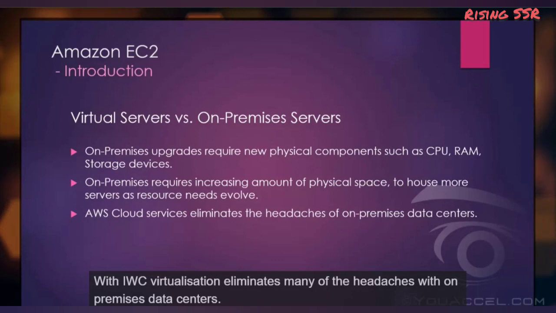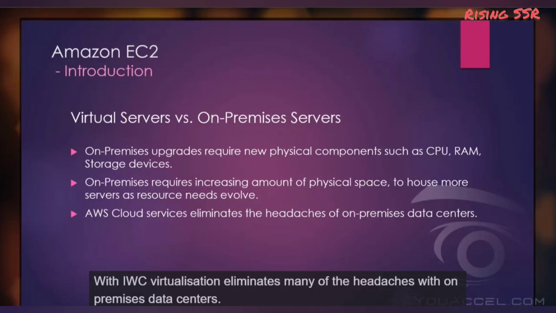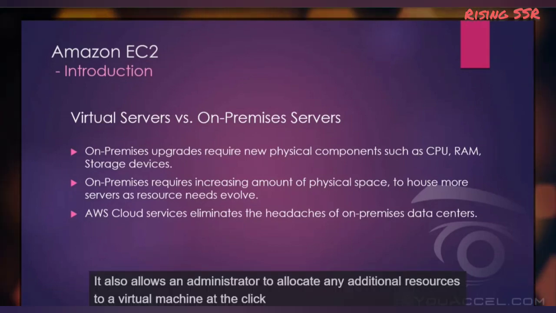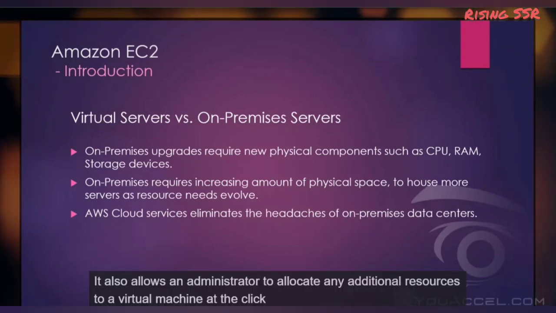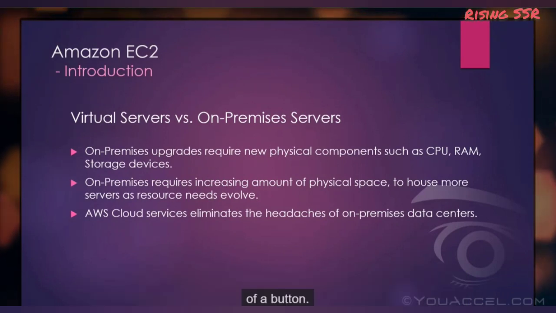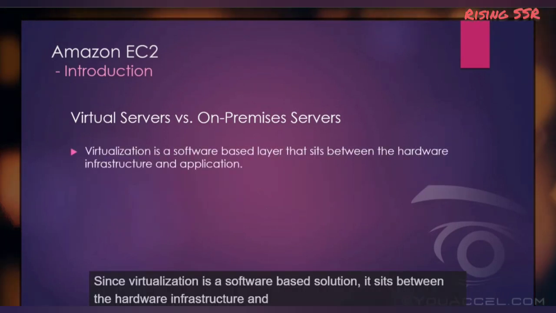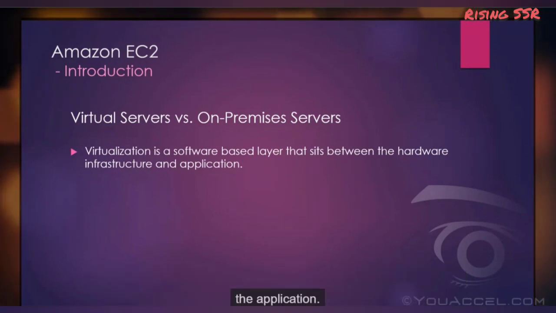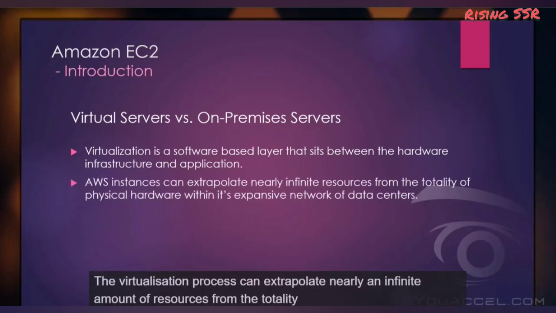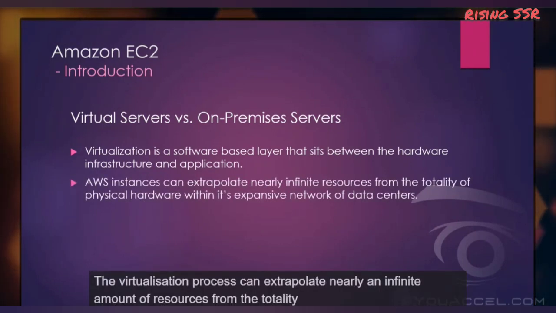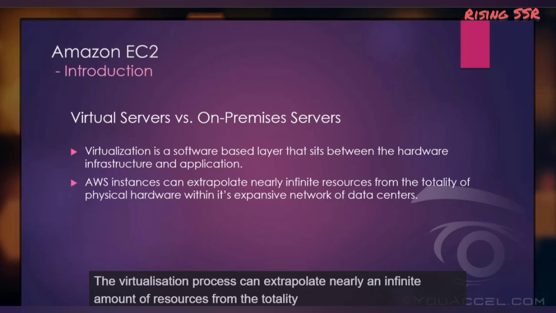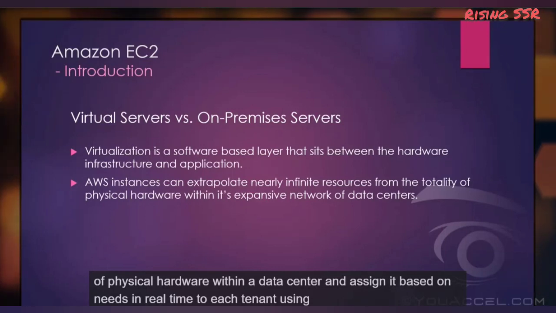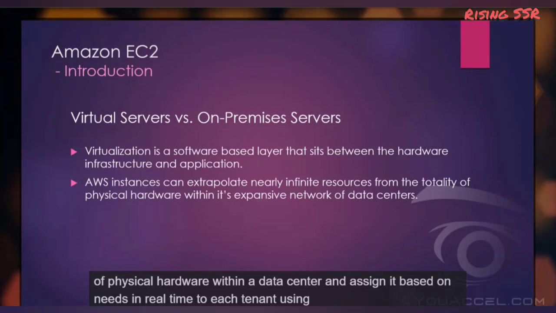With AWS, virtualization eliminates many of the headaches with on-premises data centers. It also allows an administrator to allocate any additional resources to a virtual machine at the click of a button. Since virtualization is a software-based solution, it sits between the hardware infrastructure and the application. The virtualization process can extrapolate nearly an infinite amount of resources from the totality of physical hardware within a data center and assign it based on needs in real time to each tenant using the cloud service.